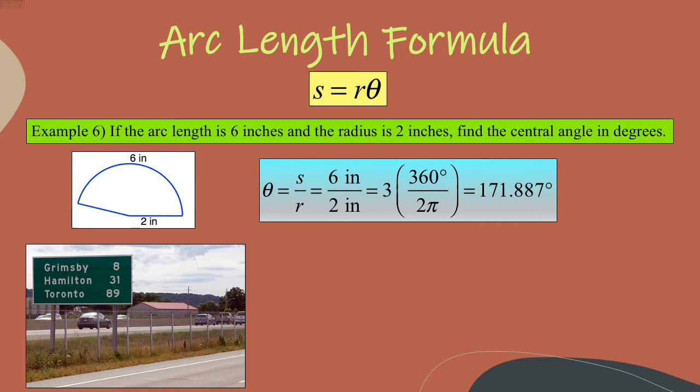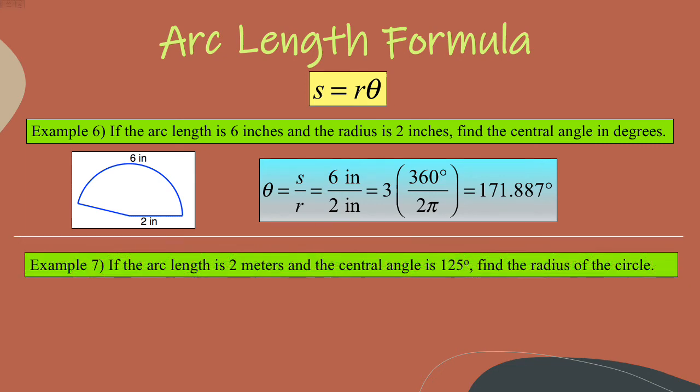The same is true with angles. Most people don't know what a radian is. So while it is correct to say that the answer to the previous problem is 3 or 3 radians, we generally change that angle to degrees because people are more comfortable using degrees. But remember, to use the arc length formula correctly, the angle must be converted to radians. In example 7, you are told that the arc length is 2 meters and the central angle is 125 degrees, and you're asked to find the radius of the circle.